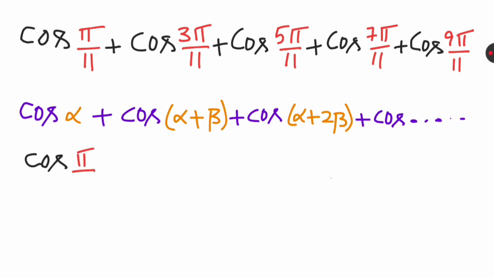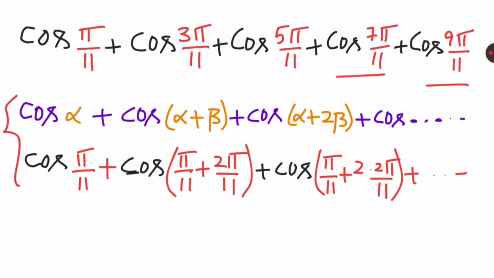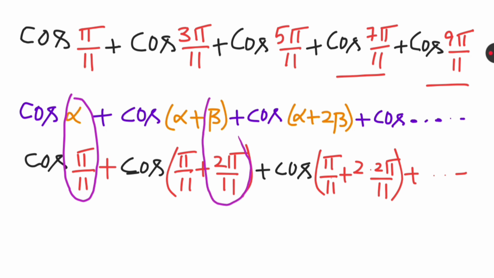So let's check cos pi by 11. If you write 3 pi by 11 in terms of alpha plus beta, it is going to be pi by 11 plus 2 pi by 11, which is 3 pi by 11. And here we have alpha plus 2 beta, so that is pi by 11 plus 2 times 2 pi by 11, which is 5 pi by 11, and so on. After comparing these two terms, what can we say? We can say the alpha value is pi by 11, and the beta value is 2 pi by 11.